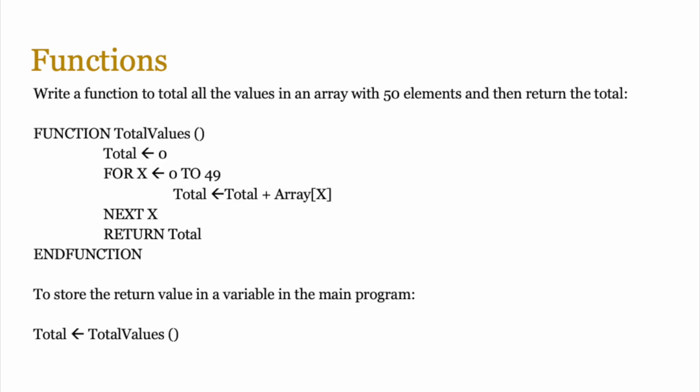We can also store the return results, and in this case, we're going to store the results for a function called total values in a variable called total. So we say total is assigned the return result of total values function, brackets at the end because it's a function just like a procedure, and the function total values initializes total to 0, does a loop of 50, adds the values from an array into that total, and then returns the total once the loop is finished back to the main program. And that value is stored in the total variable.